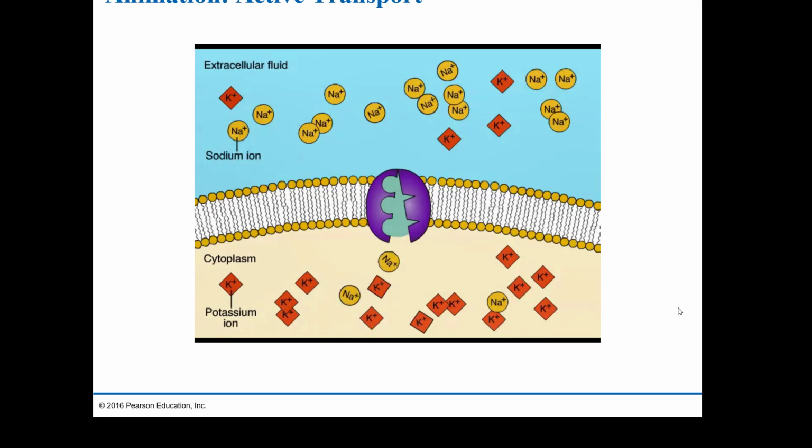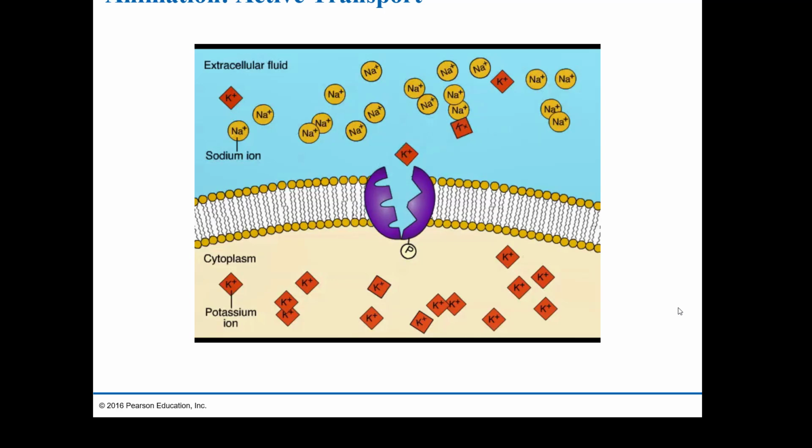Sodium ions bind to a transport protein. ATP transfers a phosphate group to the protein, providing the energy that causes the protein to change shape and push the sodium ions across the membrane, where they are released outside the cell. Potassium ions now bind to the transport protein, and the phosphate group is released. This causes the protein to return to its original shape, releasing the potassium ions inside the cell. The transport protein is now ready to repeat the process.